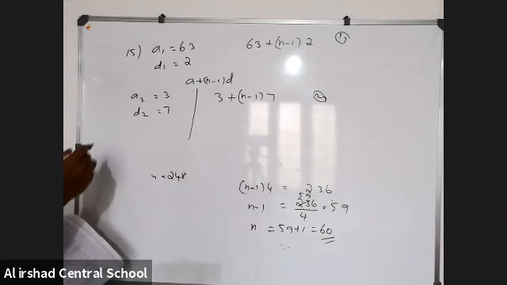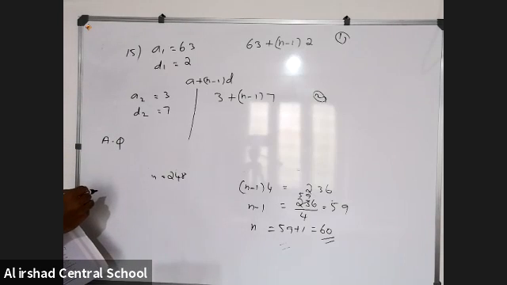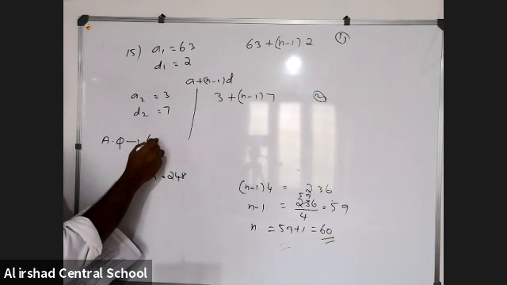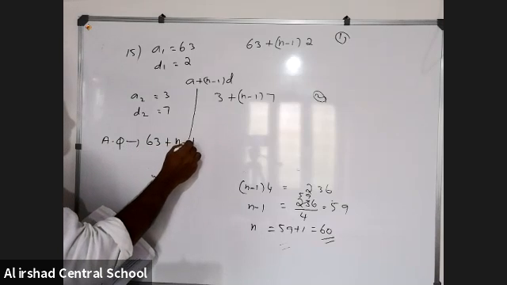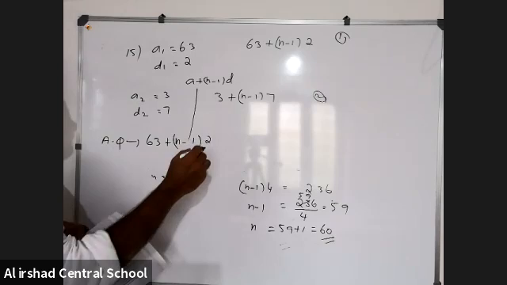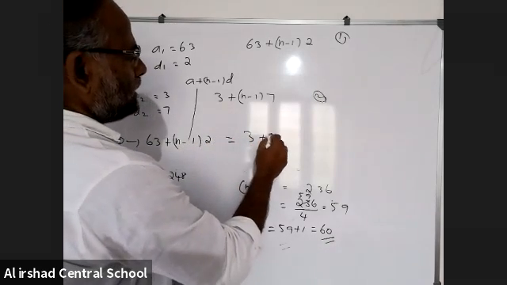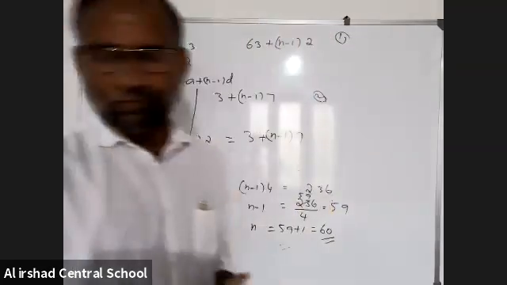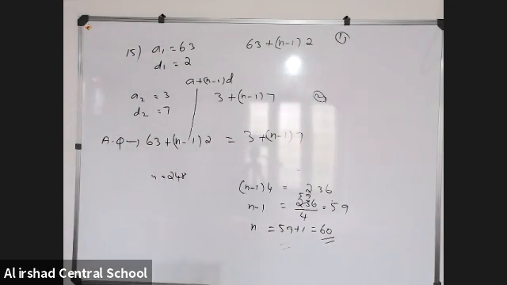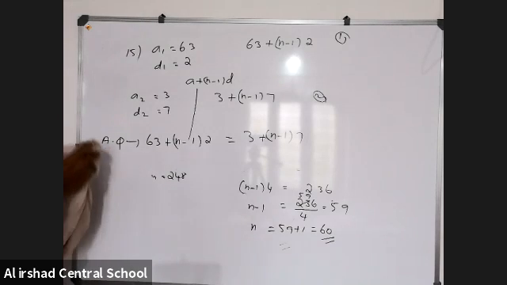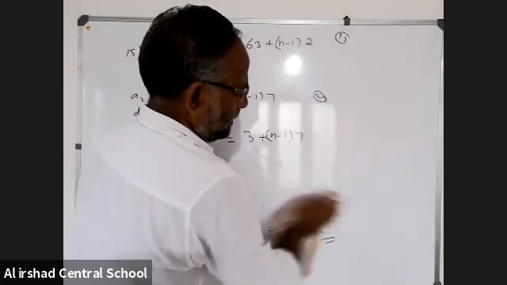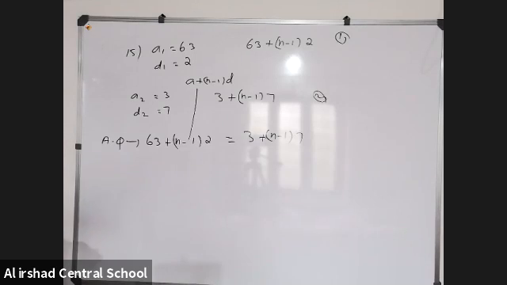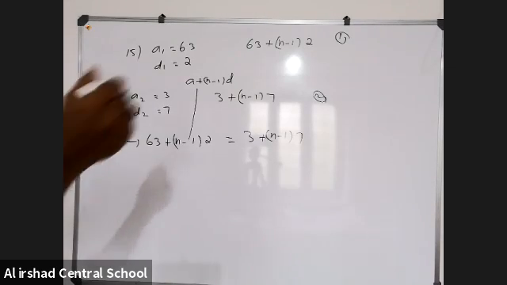Now see, according to the question, these both terms are equal. That means 63 plus (n minus 1) into 2 is equal to 3 plus (n minus 1) into 7. You got a beautiful equation. Now you can solve. Don't worry about d1, d2 like that, because whatever they are, they are constants and are given. Now I think you can solve this.